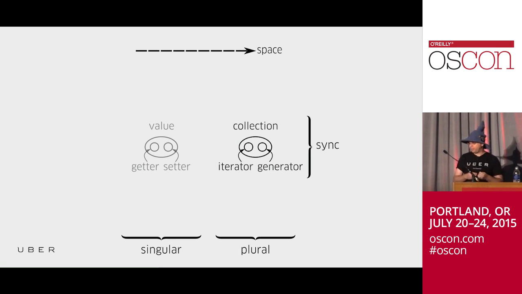Talking about singular, it's easiest to go off to the familiar territory of plurality. For plurals, we have collections, and there are a lot of kinds of collections. But ultimately, they can usually be broken down into an iterator and a generator, where the iterator is the consumer side and the generator is the producer side. You don't always have both, just as you don't always have a getter and a setter for a value, but this is how it breaks down in terms of duals.